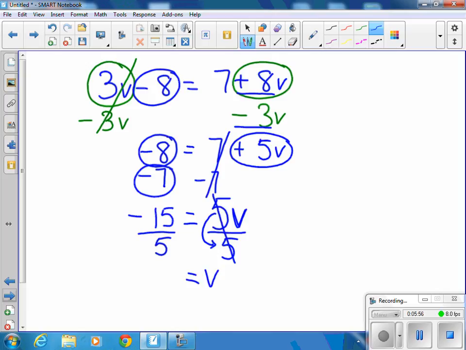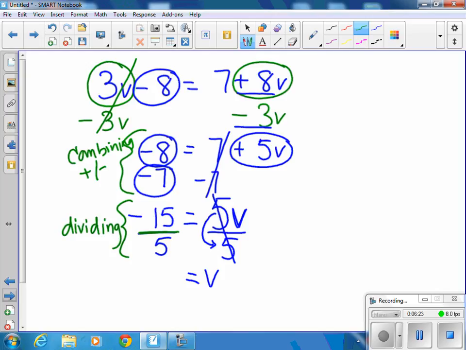So we have V. And now we have to, again, think of our integer rules. If you remember, on this part here, we are combining. So this is either going to be adding or subtracting in this part. On this part here, you can clearly see that we are dividing. So this is our division. We have to remember there are a little bit different rules for combining and for dividing.